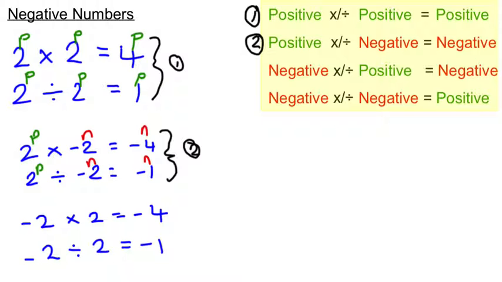So what we have there is a negative number times by a positive number, and the answer to that is a negative in the multiplication. And then in the division, you have a negative number divided by a positive number this time, and then that ends up equaling a negative. So that is the third rule.